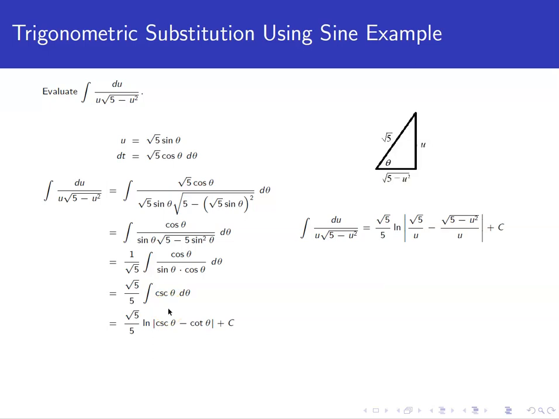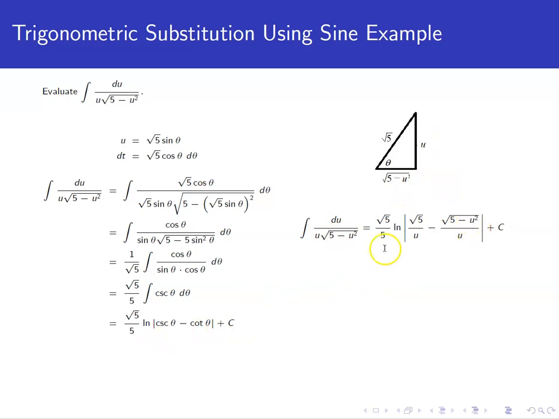And now we need to undo the trig substitution. So going back to the original here, solve for sine theta, we get u over root 5 equals sine theta. So I can label the opposite side as u, and the hypotenuse is root 5. Solving for the adjacent side, we'll get root 5 minus u squared. Cosecant is 1 over sine, so in for cosecant, we'll put root 5 over u. And in for cotangent, it's adjacent over opposite, so we'll put root 5 minus u squared over u.